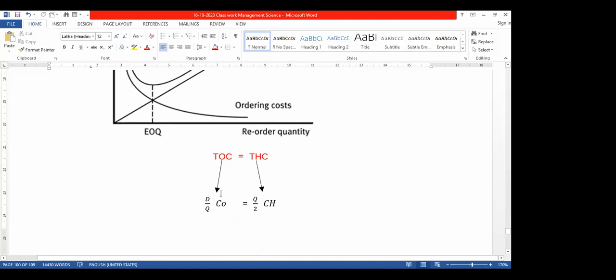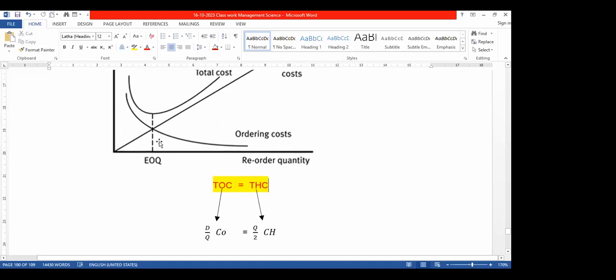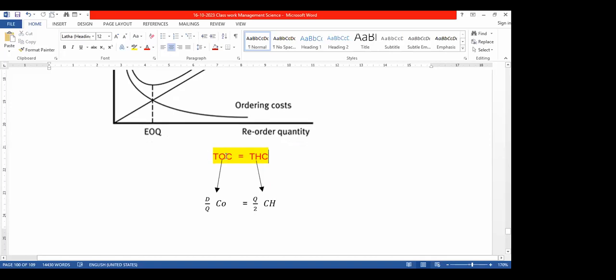Now you see that at this cutting point, total ordering cost is equal to total holding cost. Right? Total ordering cost is equal to total holding cost. You may not have learned this earlier, so be careful. This is about proving how you got it. Total ordering cost equals total holding cost according to normal simple inventory control systems. Where EOQ is decided, total cost is minimum at that point. So this cutting place is TOC equals THC.